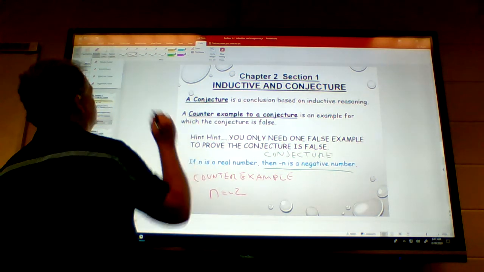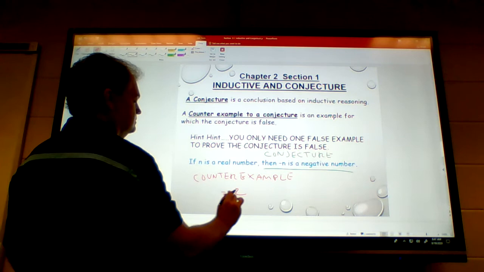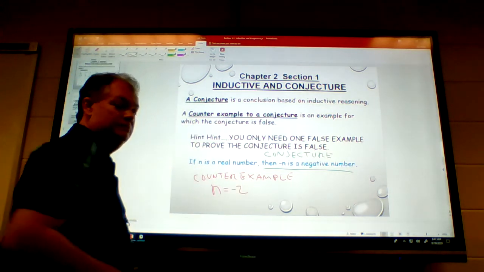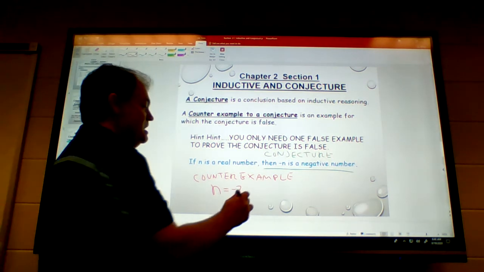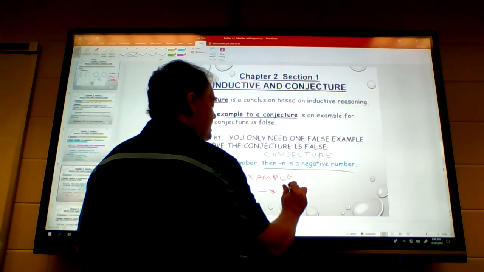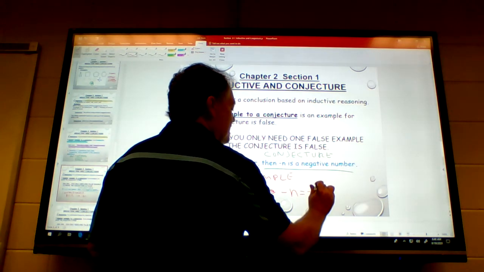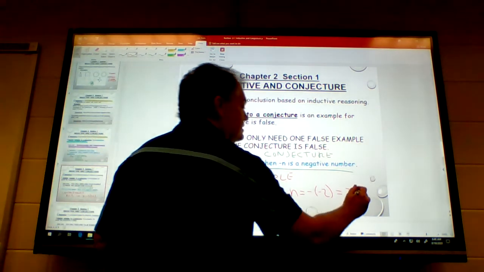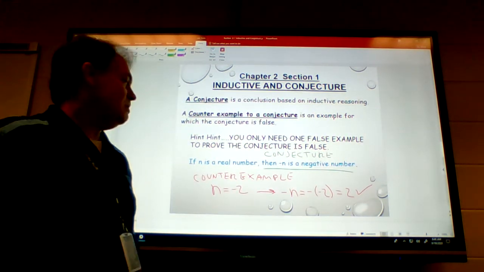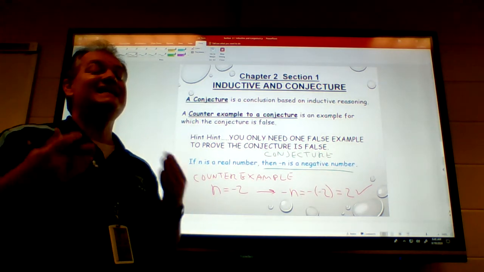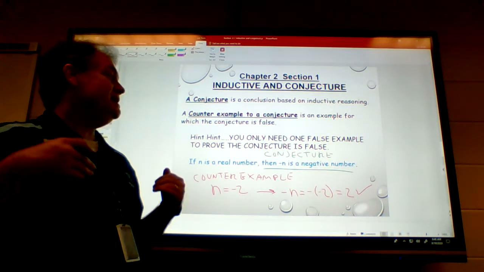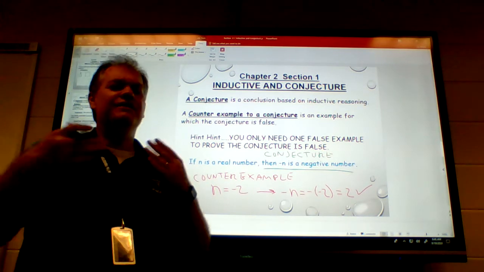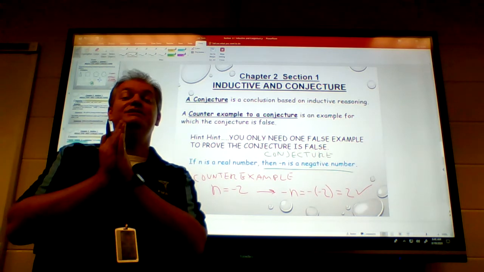Let me rewrite that again. What if n equals -2? Because if n equals -2, then negative n would equal the opposite of -2, which is +2. That's my counterexample right there. That right there has proved it wrong. And you don't have to just use negative. You can use any negative number. You can say even 0. Because remember, 0 is neither negative or positive. I know there's always been a debate. Remember, 0 is just 0.